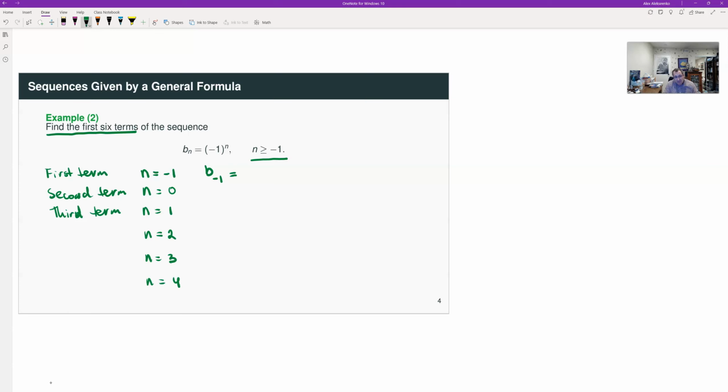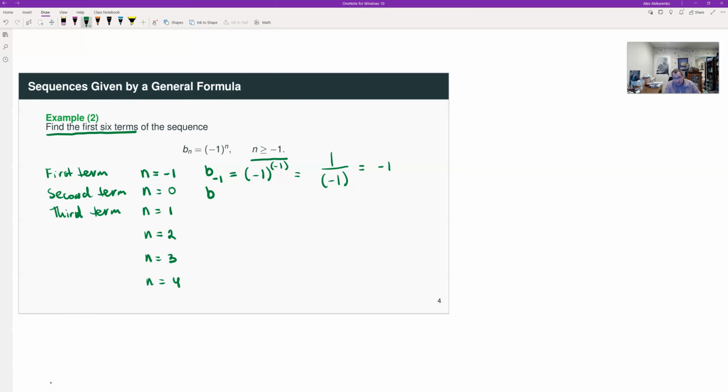So we will have to take the value of n. We'll take negative 1, and we will raise it to the value of n, which is in this case negative 1. Oh gosh, it's a little tricky here. So negative exponents correspond to fractions. So negative 1 to the negative 1 is like 1 over negative 1, and the result is negative 1. Very good.